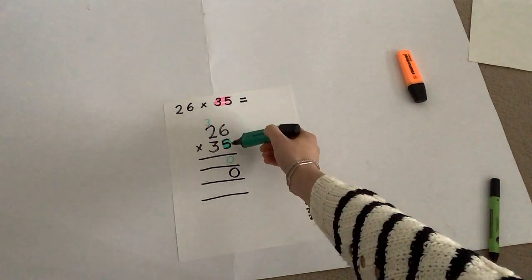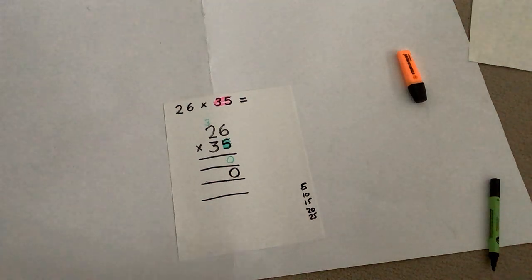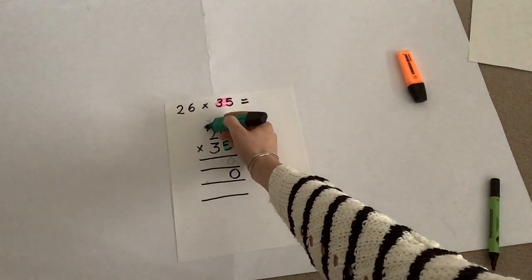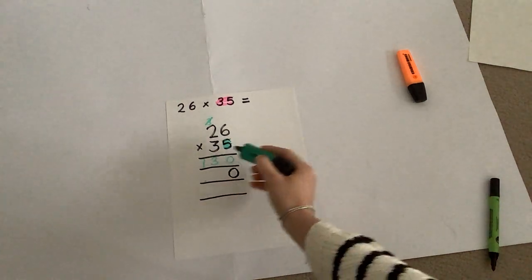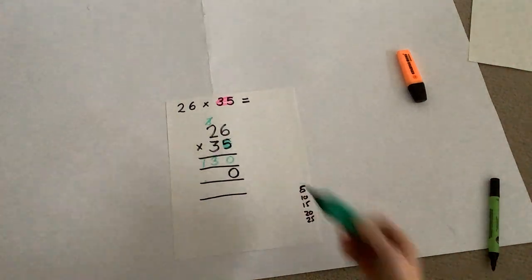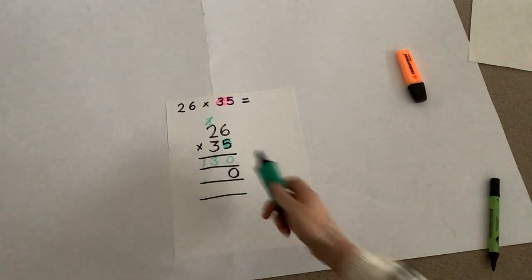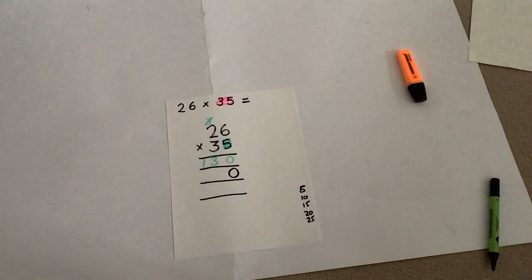Then I'm going to do 2 multiplied by 5, which is 10, but I've got to add on my 3, so that makes 13. And you can see that if I do 26 multiplied by 5, which is what I've done, I've got 130 as my answer.